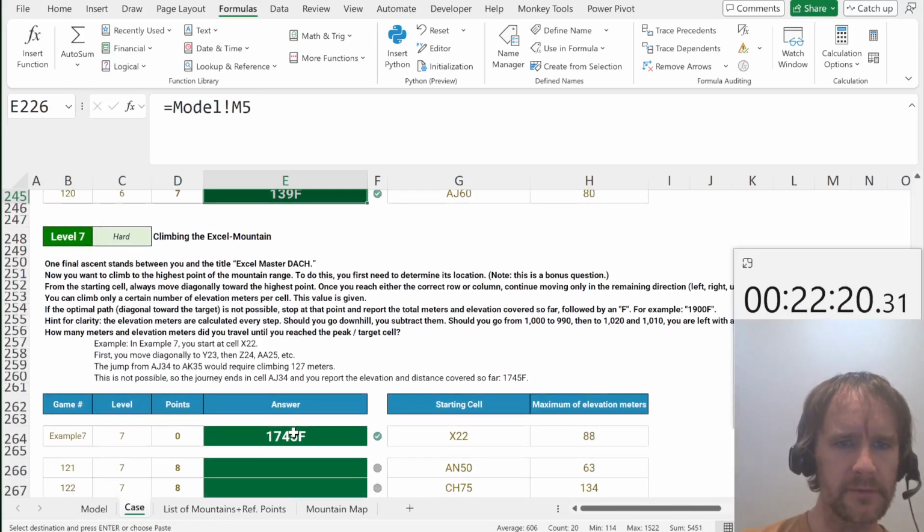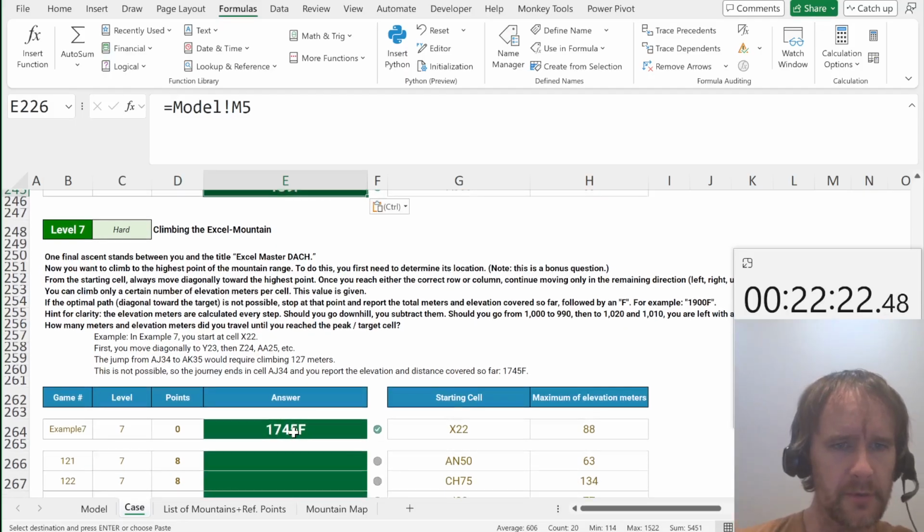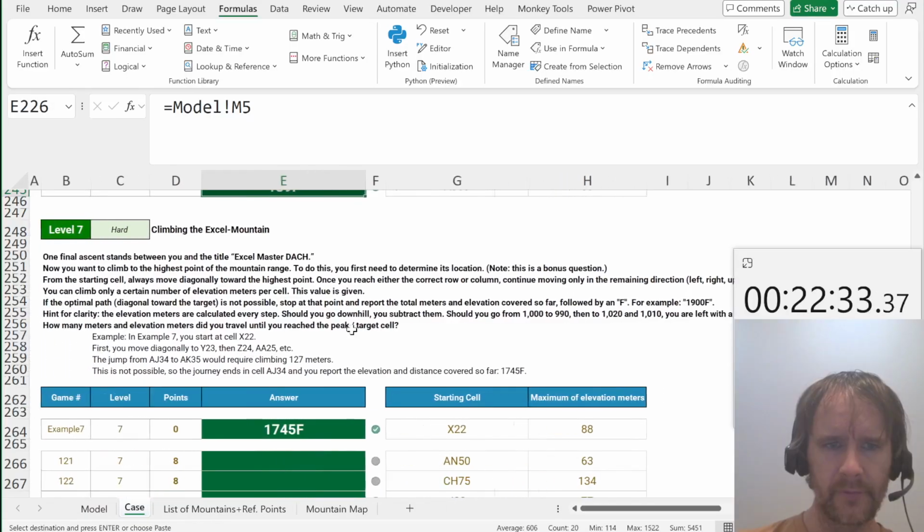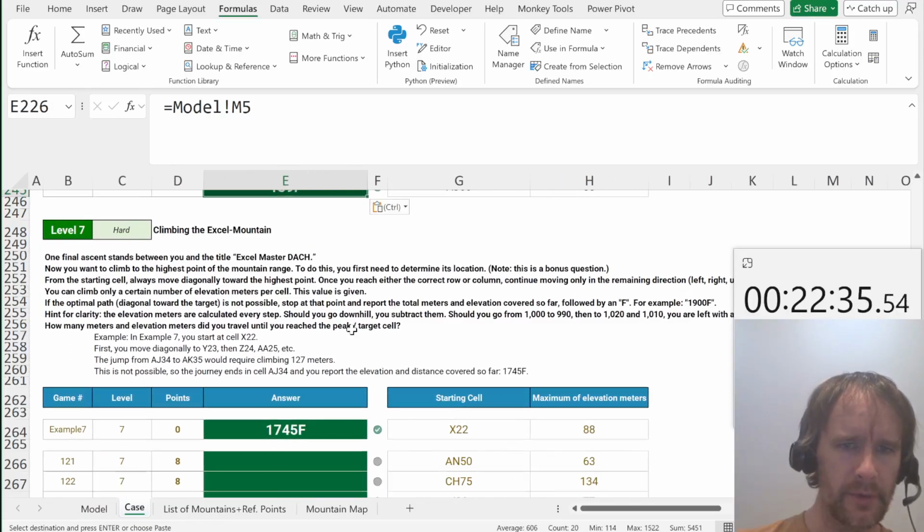Okay. Climb the XL mountain. One final ascent stands between you and the title XL Master DACH. Now you want to climb the highest point of the mountain range. First determine its location. Note this is a bonus question. Okay. Always move diagonally toward the highest point. Okay.